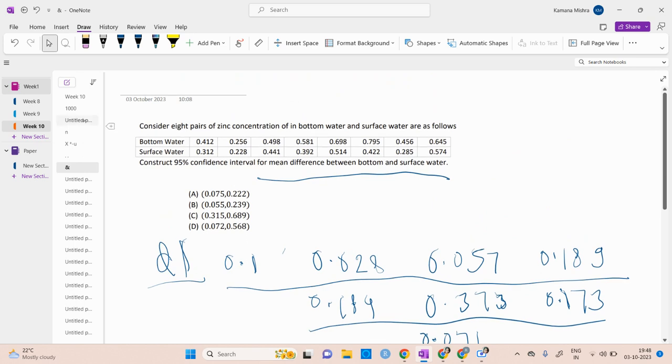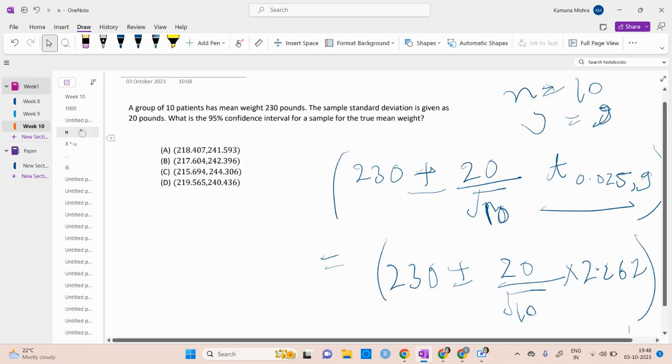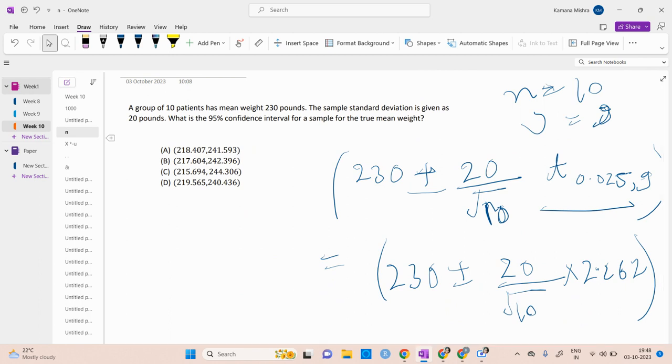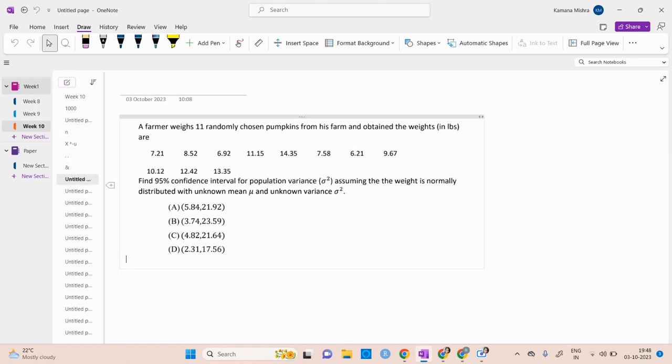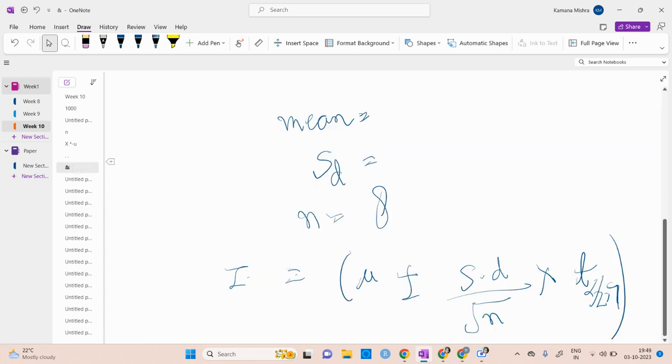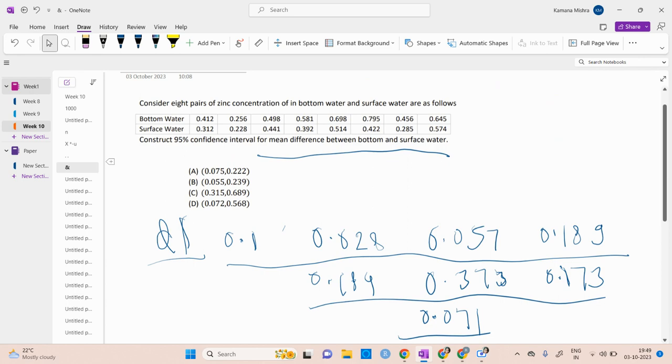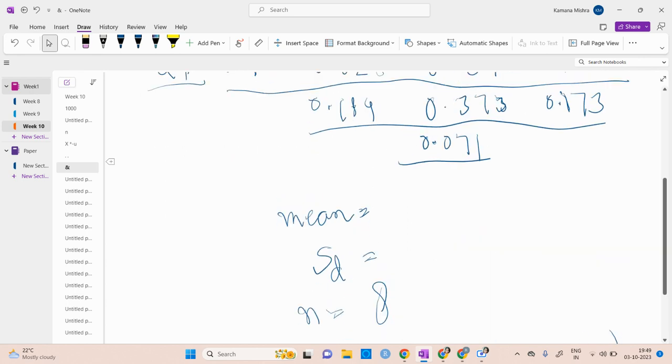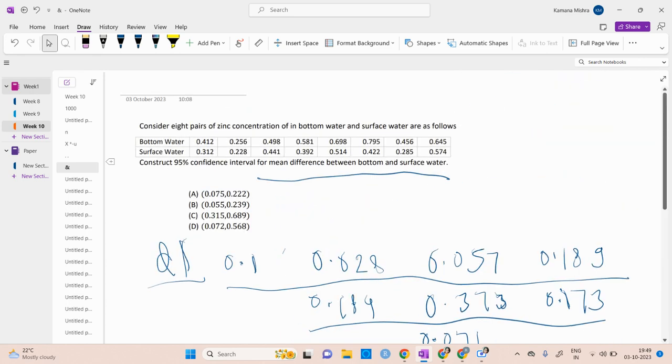So this question is basically like the one we have solved, right? So you have the mean, you have the standard deviation, and then you have n, and you have the t value. So you can put all these values and you can get the result, right? So this you can solve on your own. You can find the mean, you can find the standard deviation. You can just put in all these values and go through the detail.